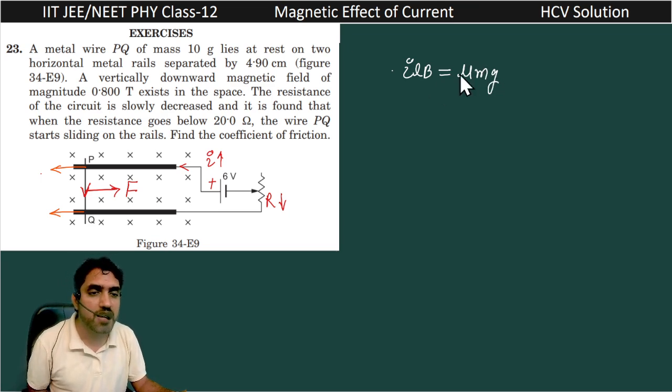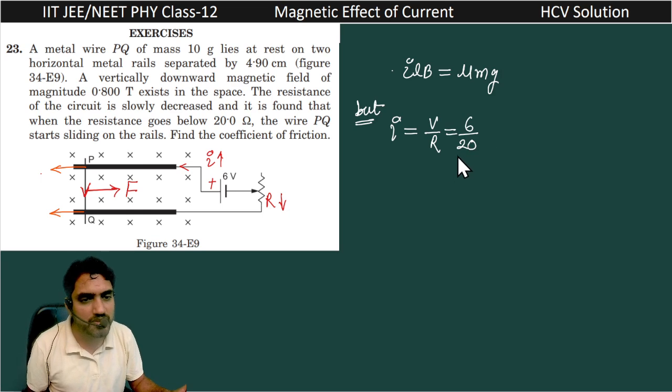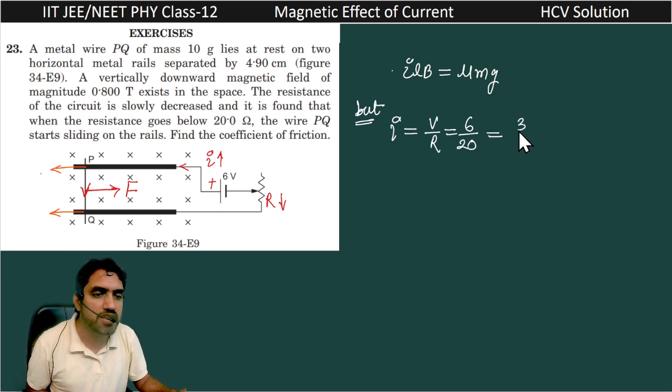This is the limiting friction force, that is the maximum friction force. So we are balancing this. What is this I? This I is equal to V by R, and V is equal to 6 and R equal to 20, that is given in the question. So this current I is equal to 3 by 10.